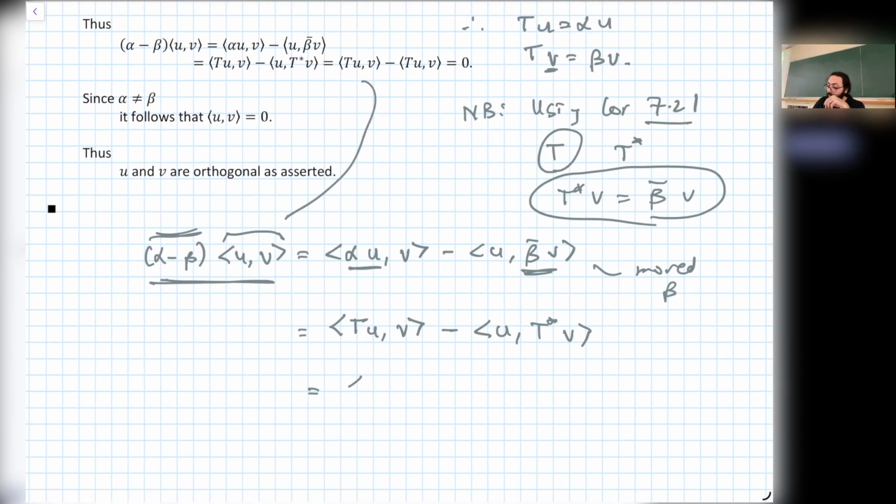So now we have<Tu, v> minus, now we can use the definition of the adjoint. What is the definition of the adjoint? It just says that I can move the operator T to the other side. We'll get<Tu, v>. Right? You see the magic? Then this will disappear. And we already argued that since alpha is not equal to beta, therefore the inner product has to be zero. This is like magic. Everything sort of checks out.